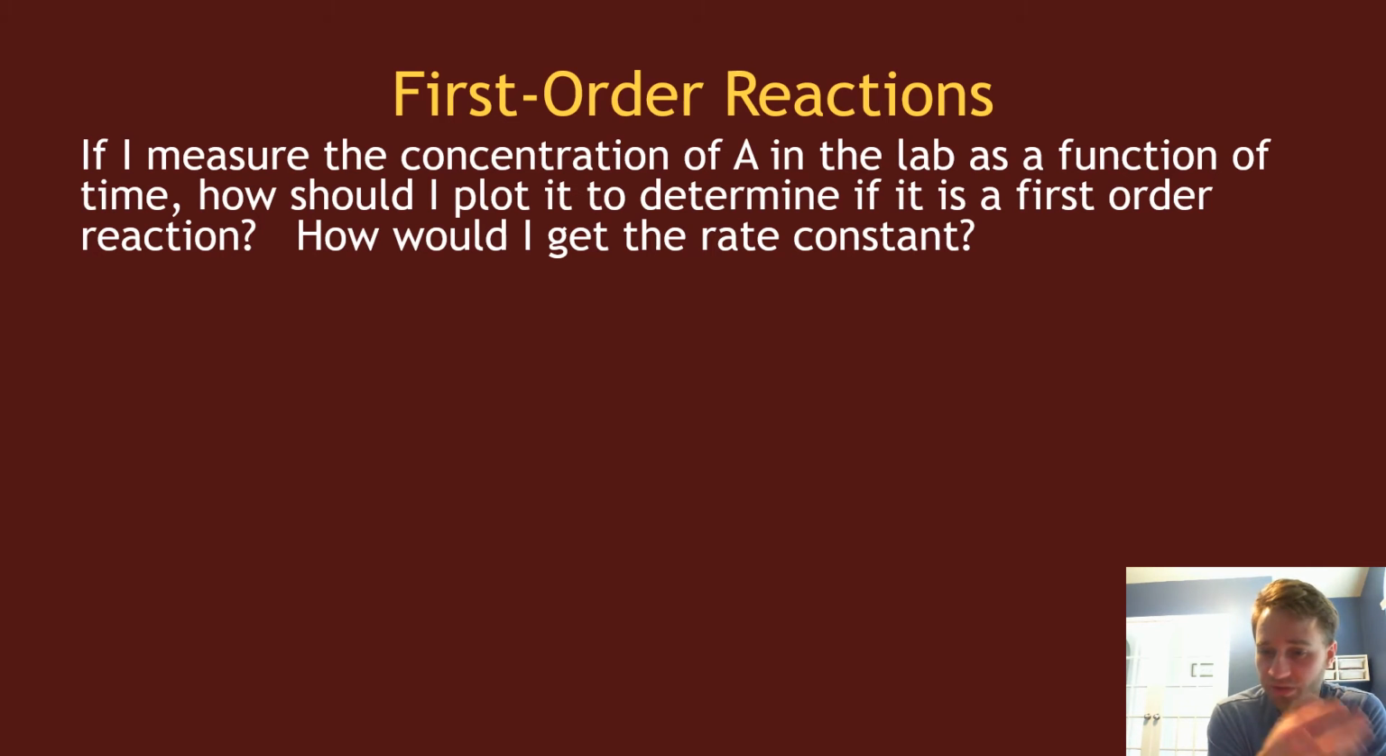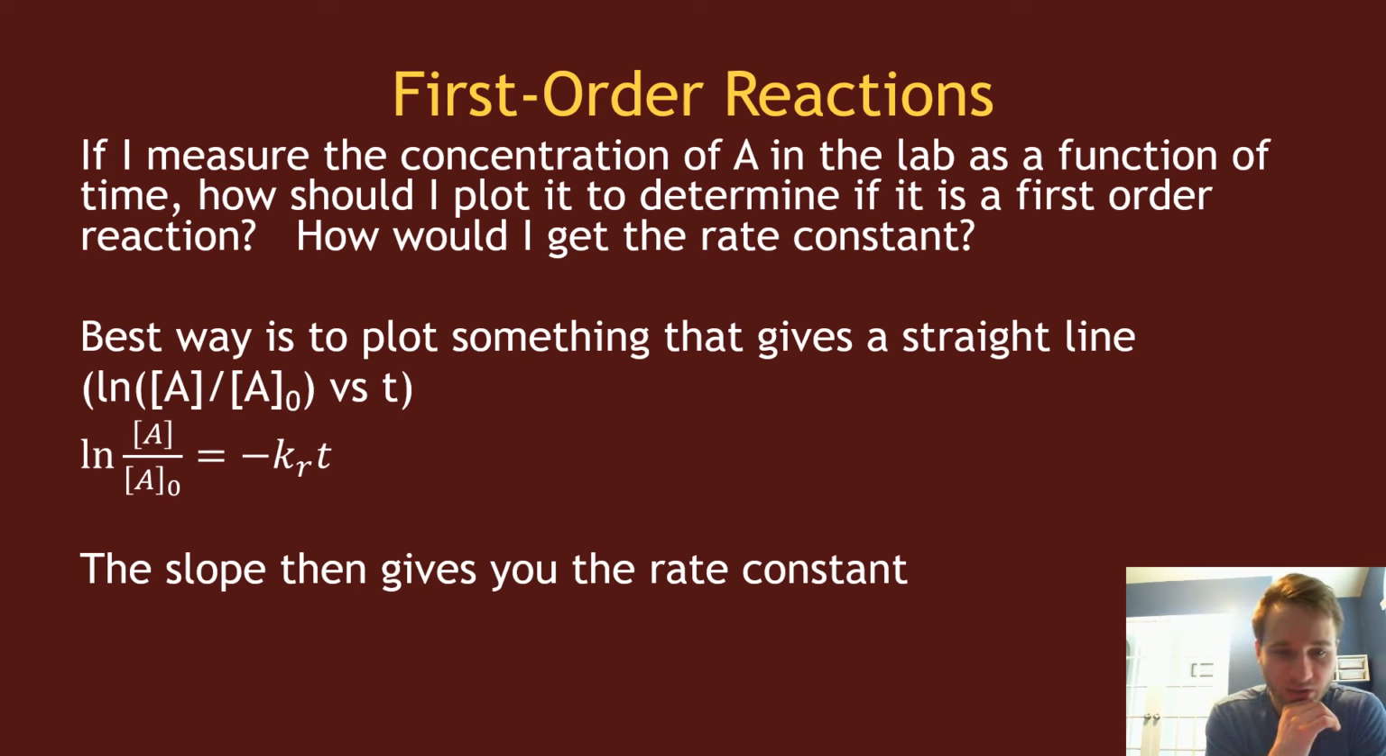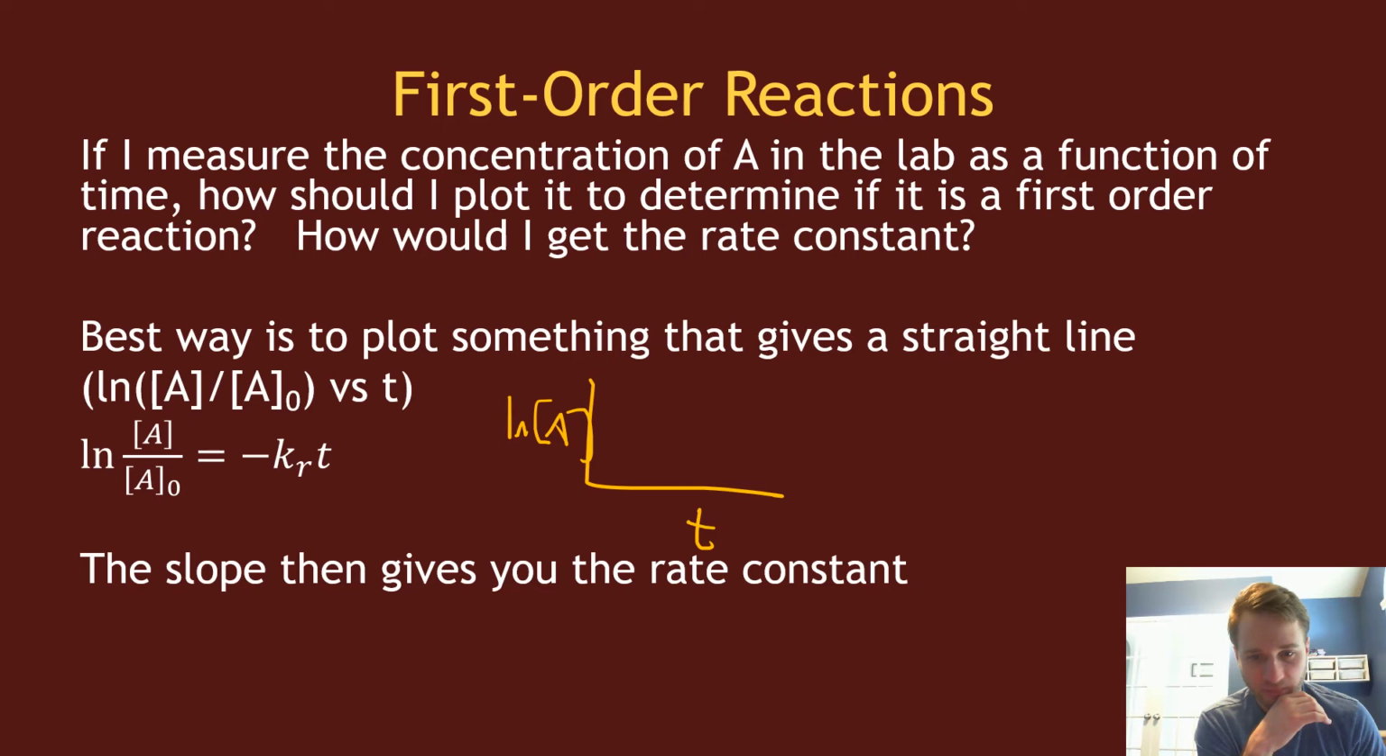And so once you have this concentration versus time data, the question is what can you do with it to determine if it's first order, and how can I get out the rate constant? Well, if you have a first order reaction, again, if you were to plot the natural log of A versus time, you'd get that straight line. If I made some type of plot here of natural log of concentration of A versus time, I would get some sort of straight line with a negative slope. Okay.